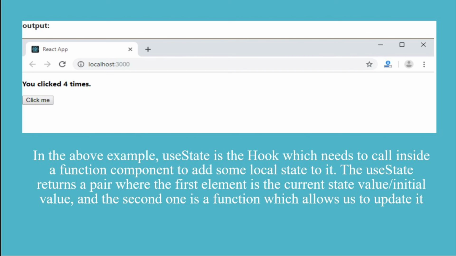So in this example, useState is a hook which needs to be called inside a function component to add some local state to it, and useState returns a pair where the first element is the current state, as I have already said, the current state or initial value, and the second is the function which we use for updating that particular state variable. So that's all about hooks in React state. Here we have seen how we can use hooks inside our functional components, why we cannot use hooks inside our class components, and when we need to use hooks for setting our state variables, all in this particular session.